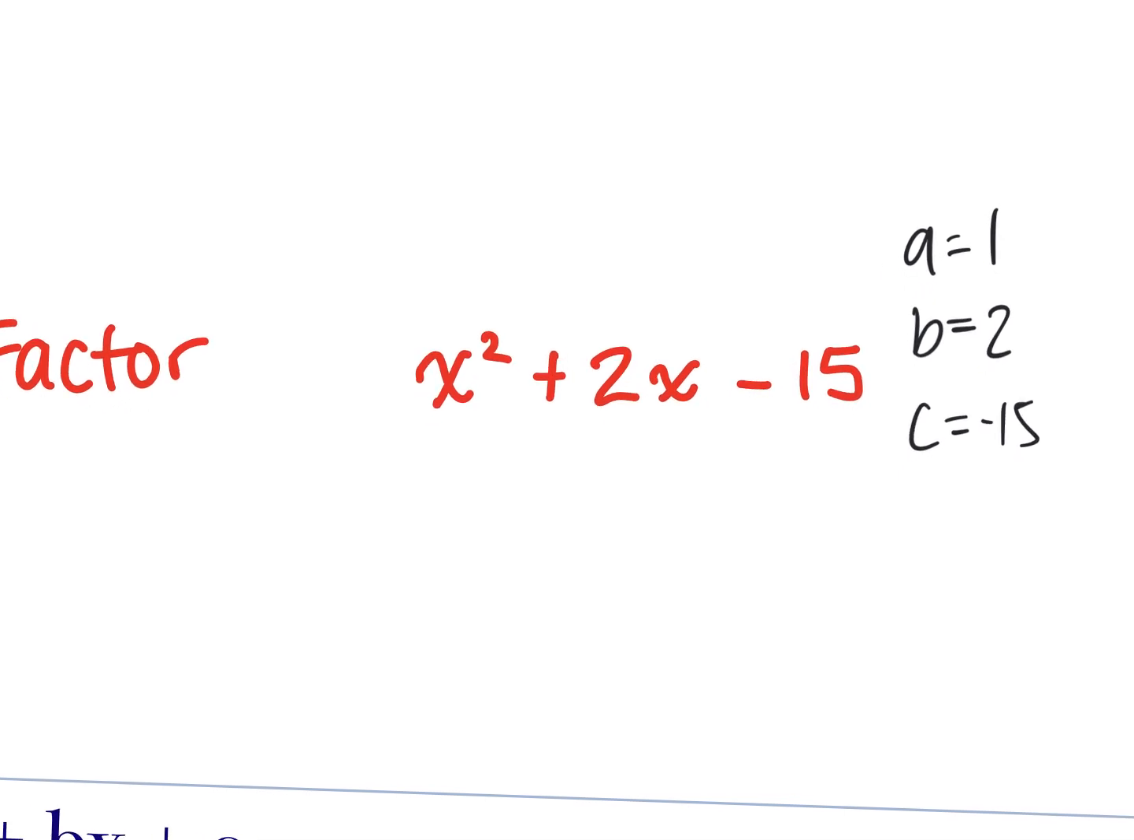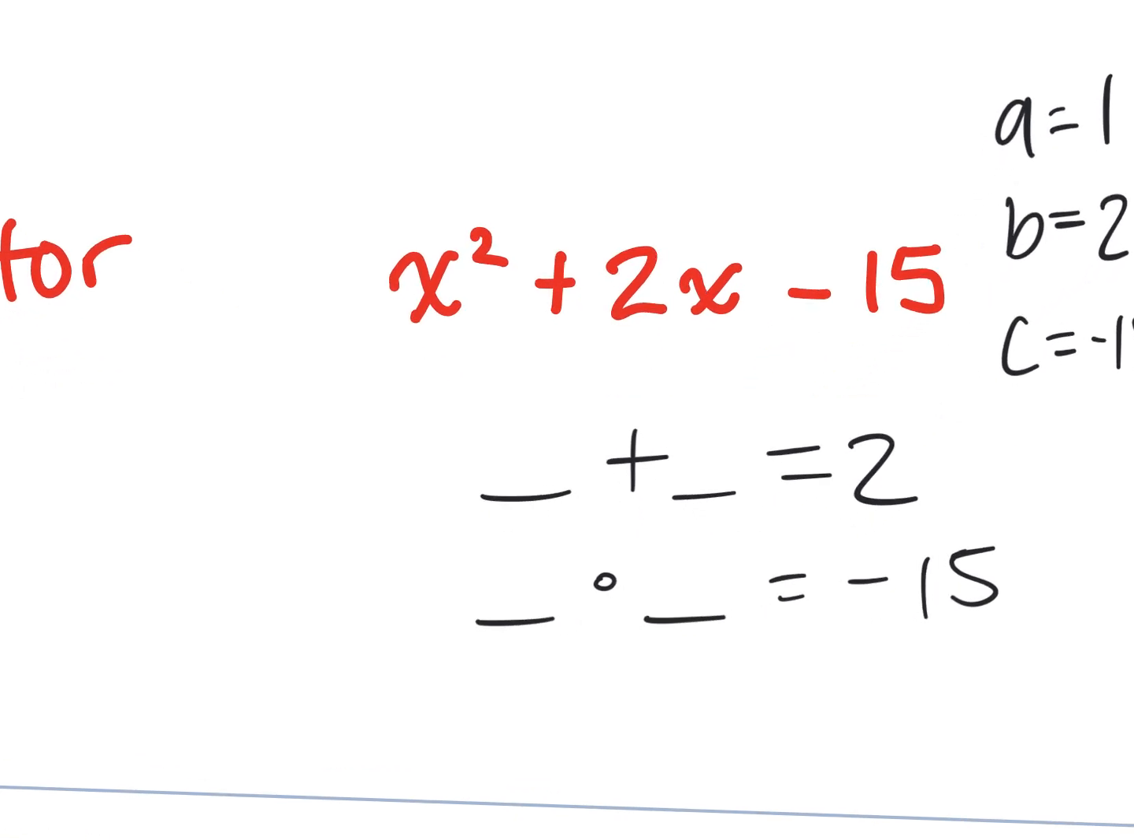Sure, we got A, B, and C. That's fine. But what do I do after that? Yeah, AJ? You have to find two numbers that add to 2 and multiply to -15. What two numbers satisfy these two equations? Alfonso? 5 and -3. Very good.